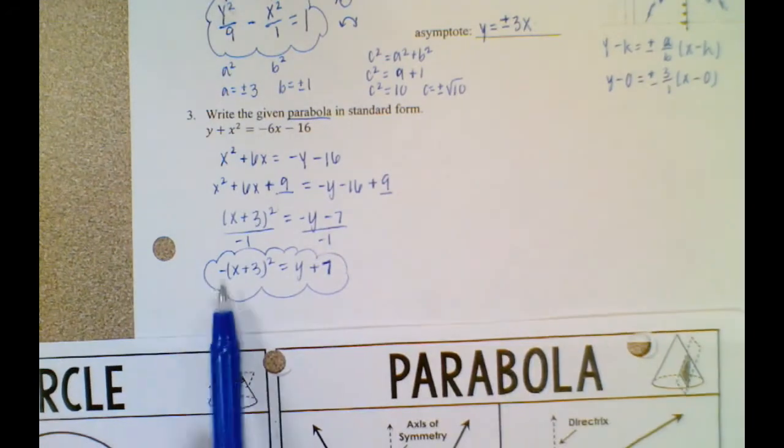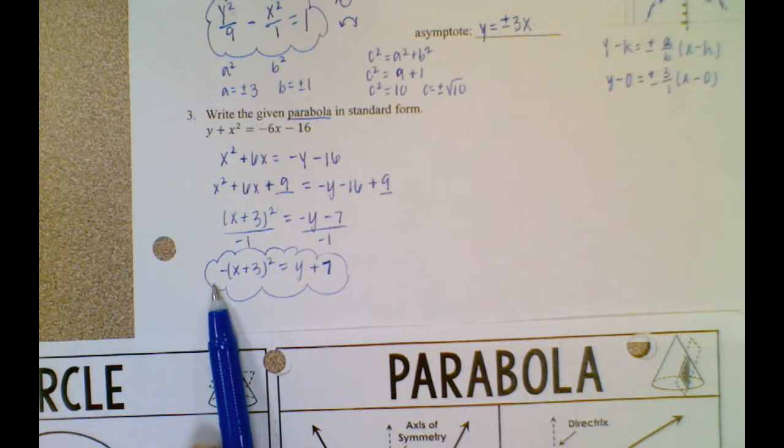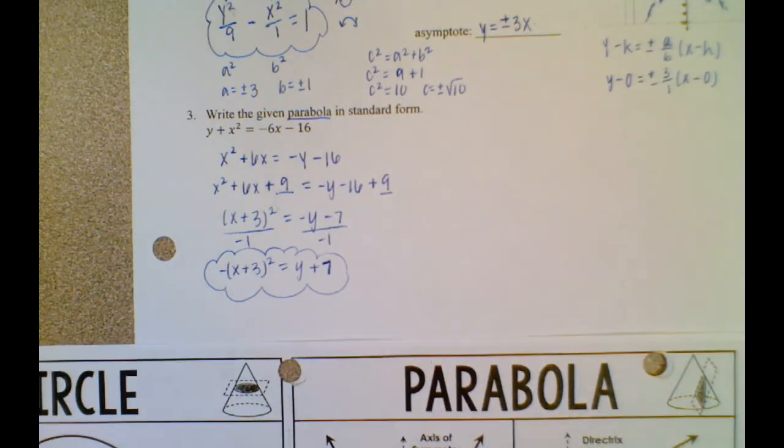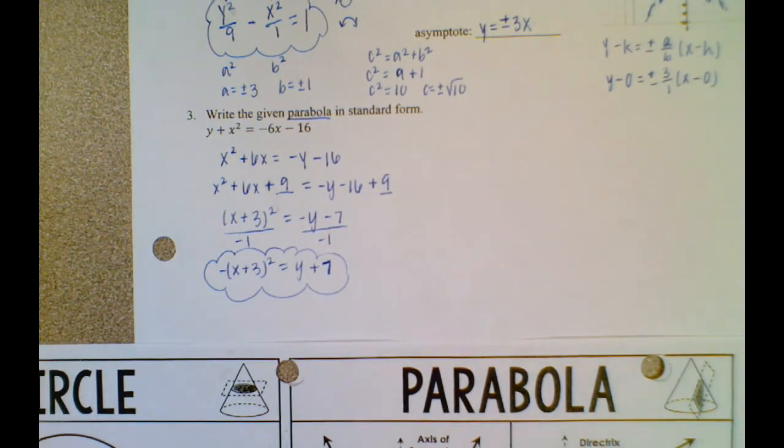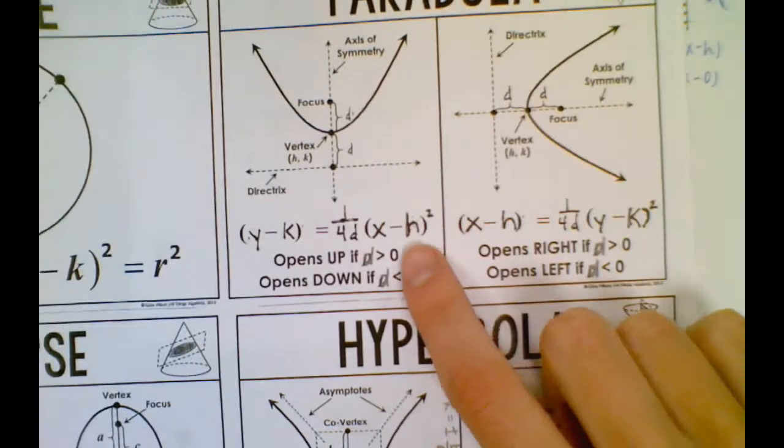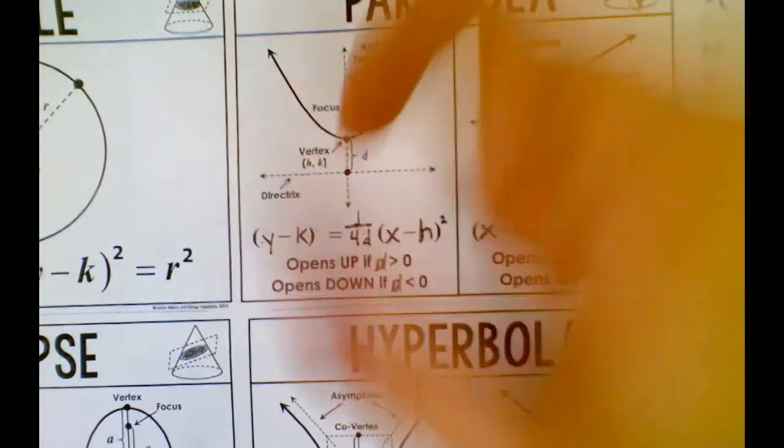Okay, this helps you with the d value, and that will tell you that the parabola will open down because your d will be negative. The d value is negative. We know it's down because our only options are up or down, and because it's negative, it's going to open down.